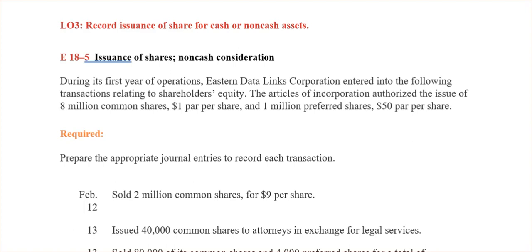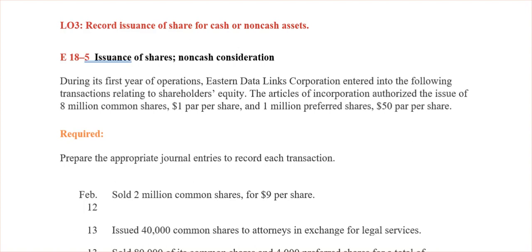I'll note here that par is something that's very arbitrary. It only has meaning when we start to do the journal entries. Otherwise, it really has no meaning at all. Some companies have no par stock, and that's completely fine. It depends on where you are incorporated, what state, whether you can have par or no par. And then the articles of incorporation also say they can issue up to 1 million preferred shares, and it gives that par at 50.